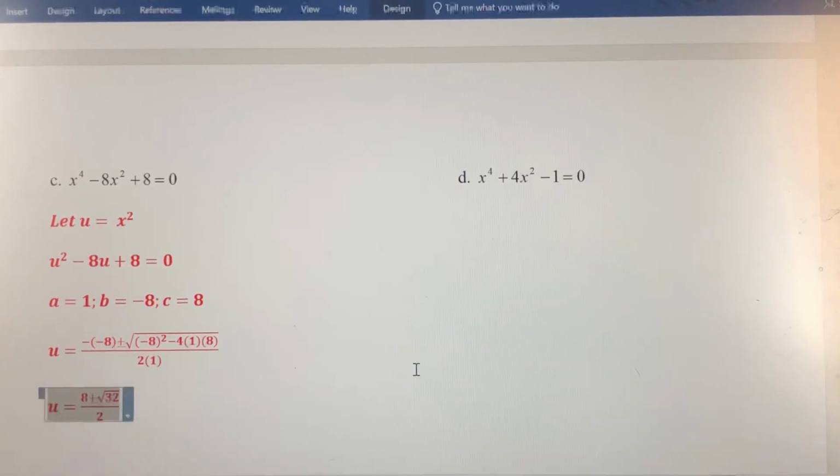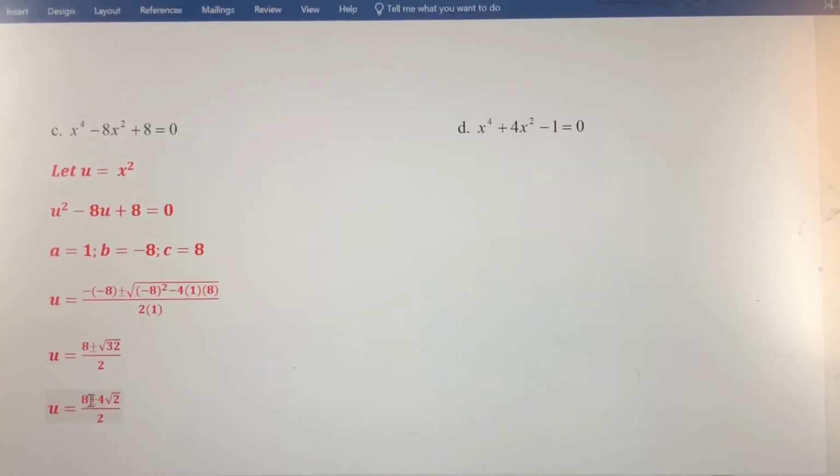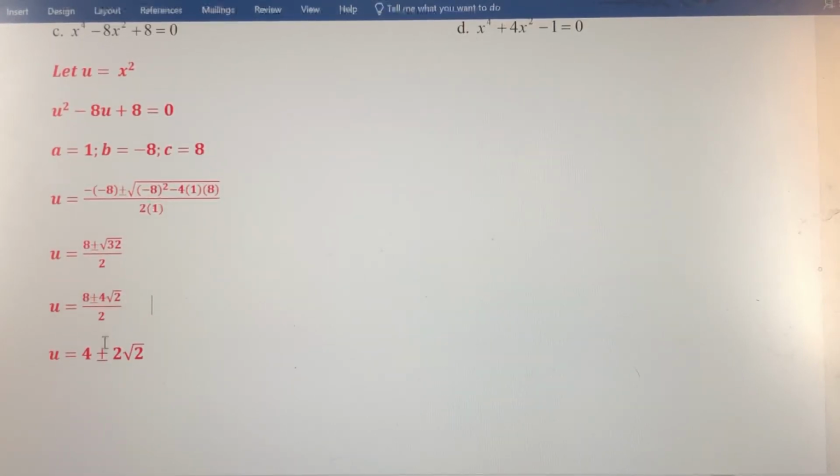When I simplify everything, that gives me 8 plus or minus the square root of 32, over 2. Now 32 can be simplified a little bit. 32 is 16 times 2, so that simplifies to 4 radical 2. Notice everything here is divisible by 2. So 8 divided by 2 is 4, 4 divided by 2 is 2. So u equals 4 plus or minus 2 radical 2.